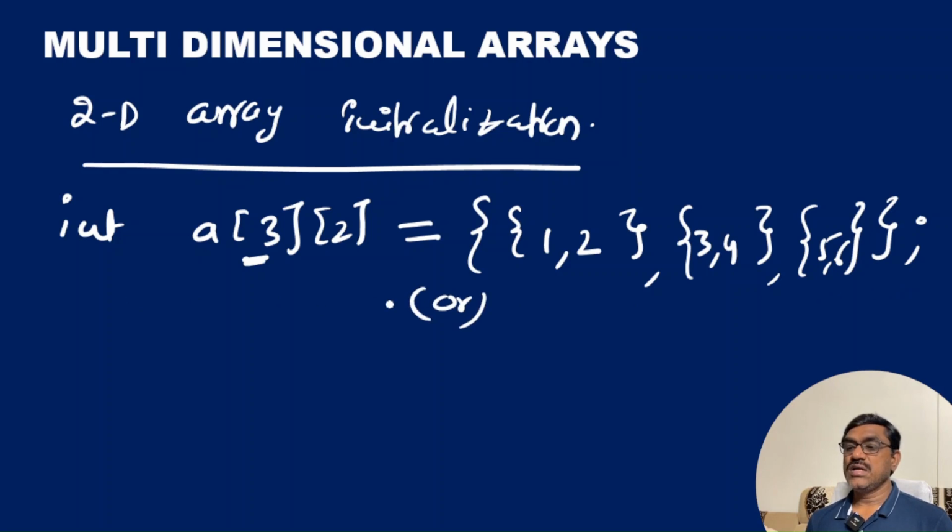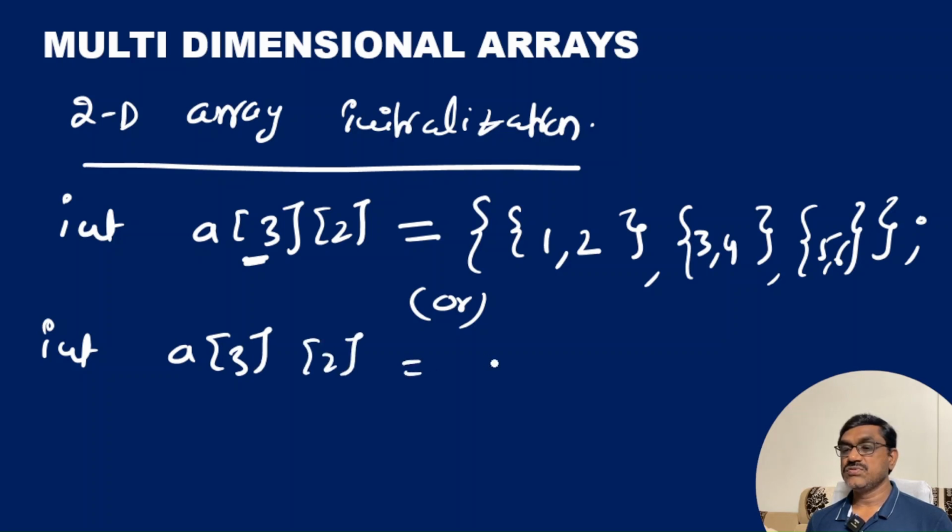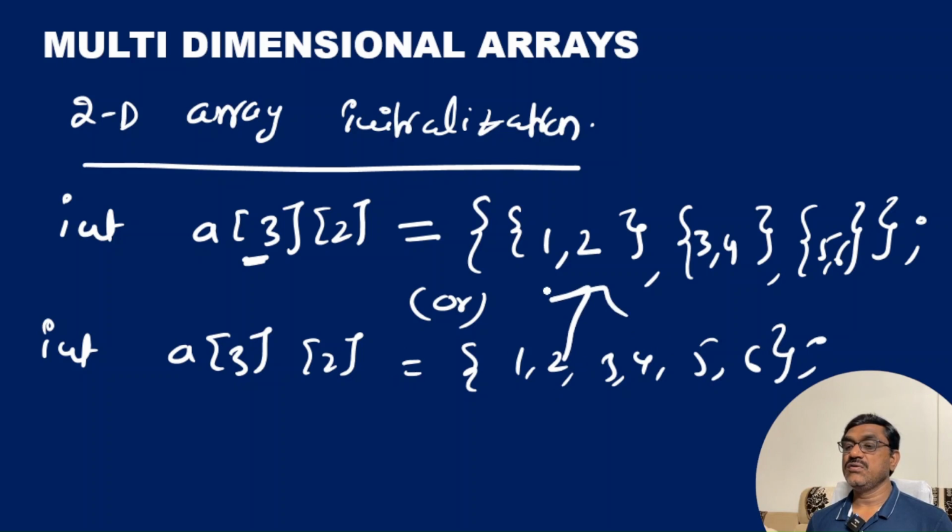Or directly, as with a one-dimensional array, you can say integer A of 3 2 is equal to 1 2 3 4 5 6. Like this also you can say. Automatically they are divided like this. These are the two possibilities by which we can initialize a two-dimensional array.